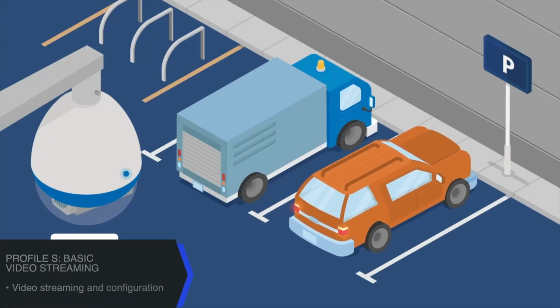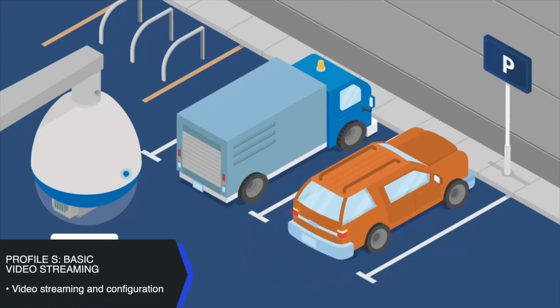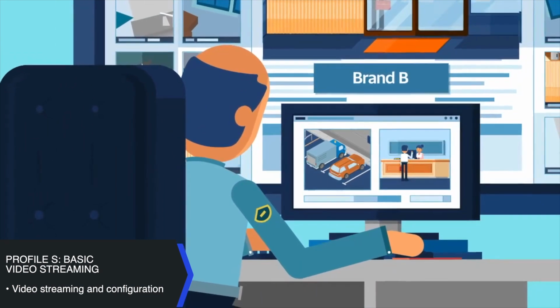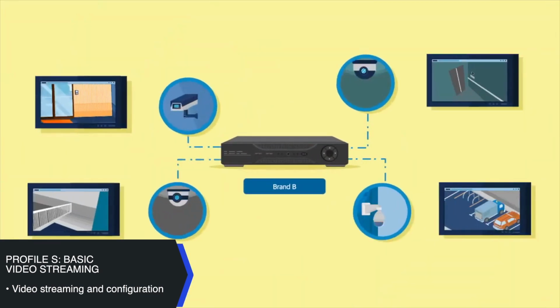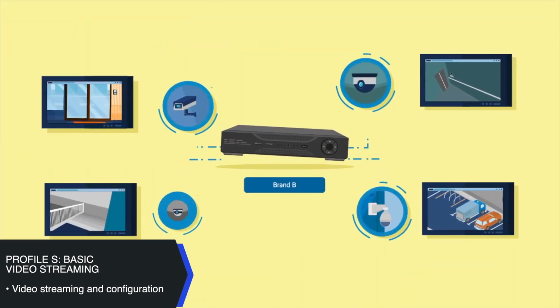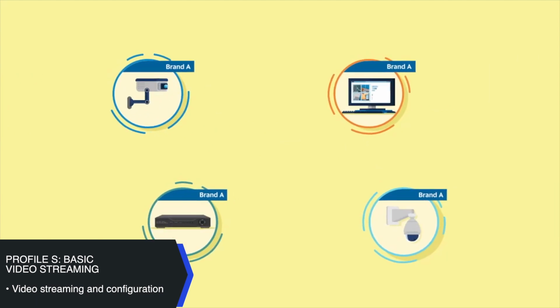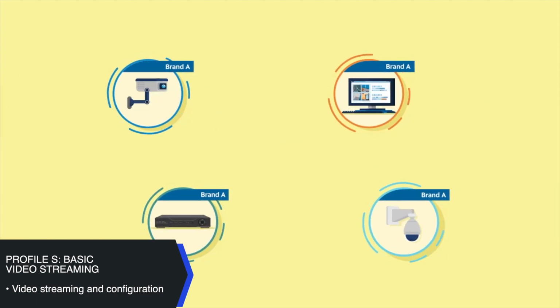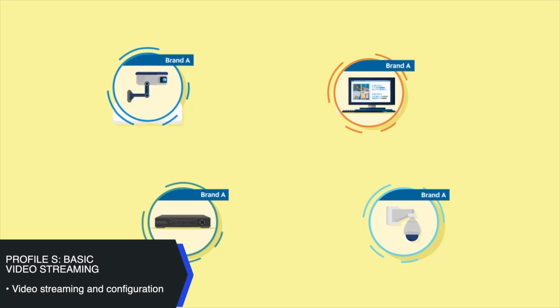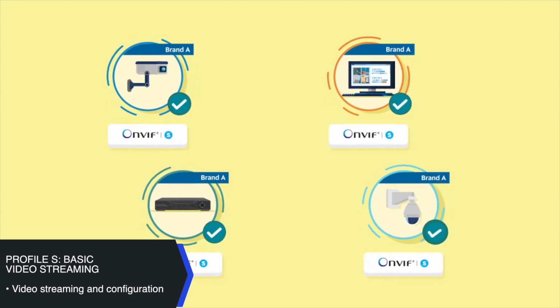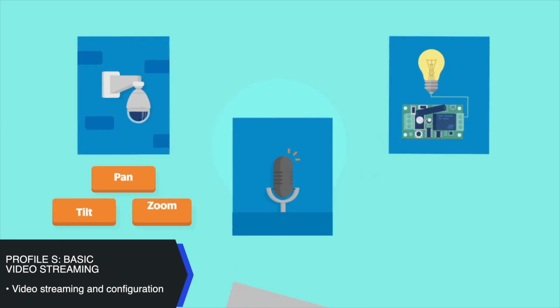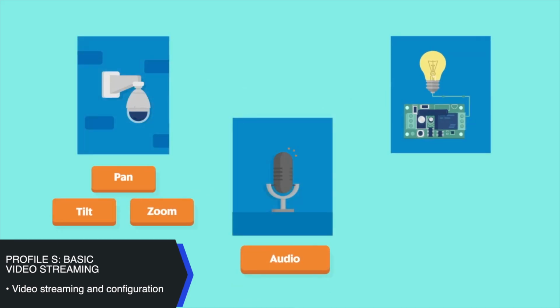Now, Profile S is the basic one for IP video systems, used for video streaming and configuration of it, meaning that a Profile S conformant IP camera or video encoder as a device sends video over the network to video management software conformant to Profile S, which in its turn is able to configure, request, and control video streaming over a network. Profile S also supports PTZ device control over network, audio streaming, multicasting, and relay outputs.